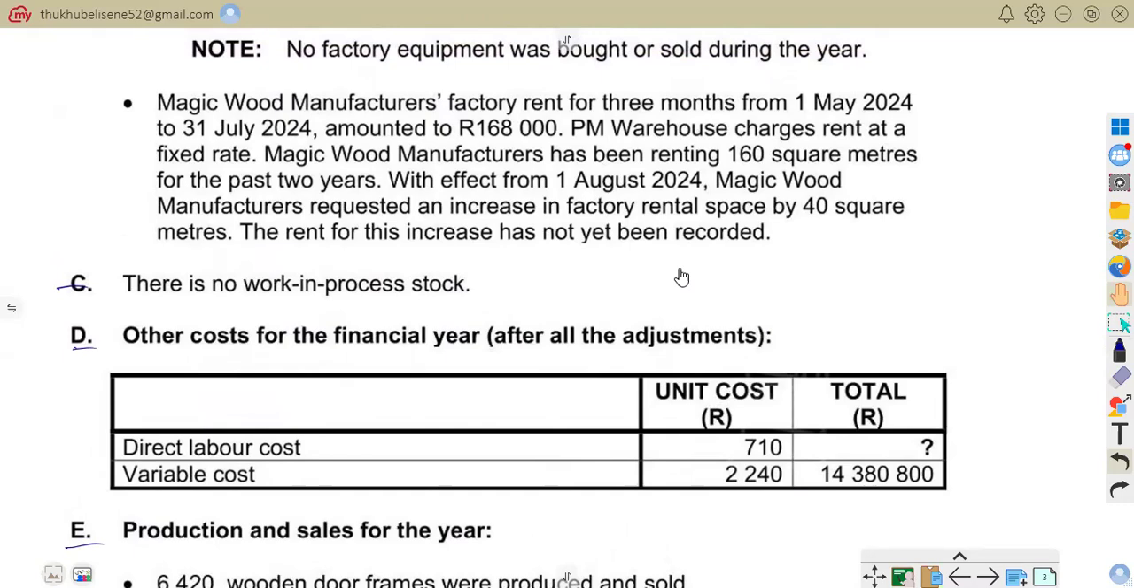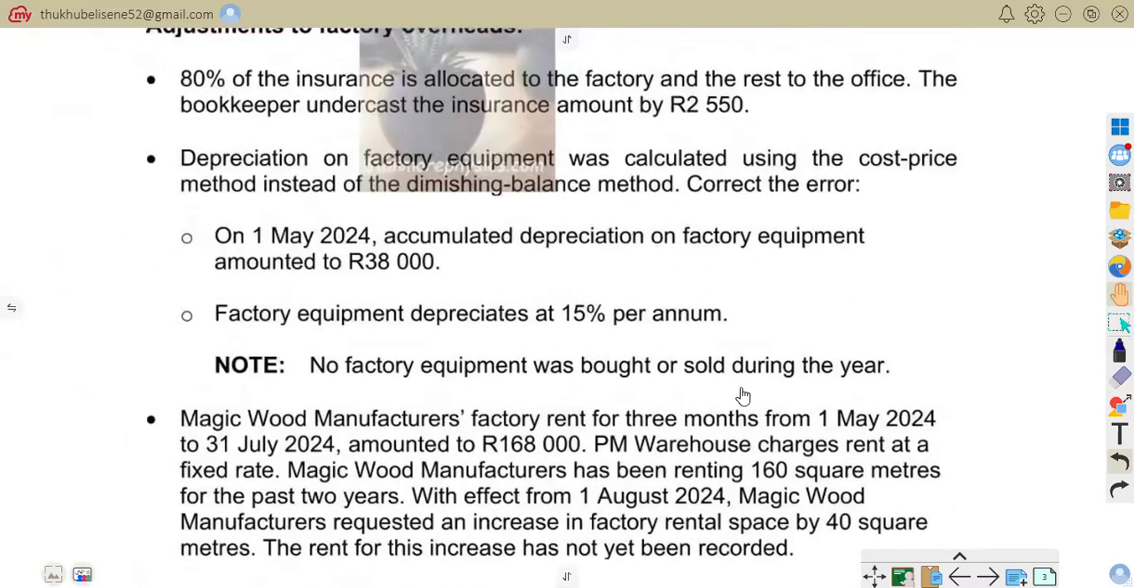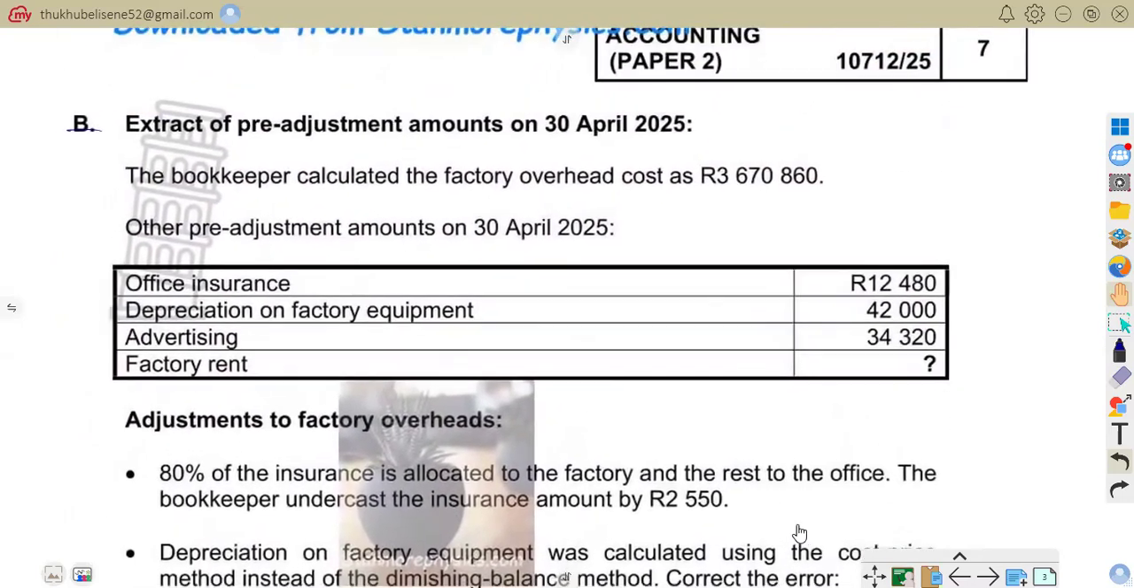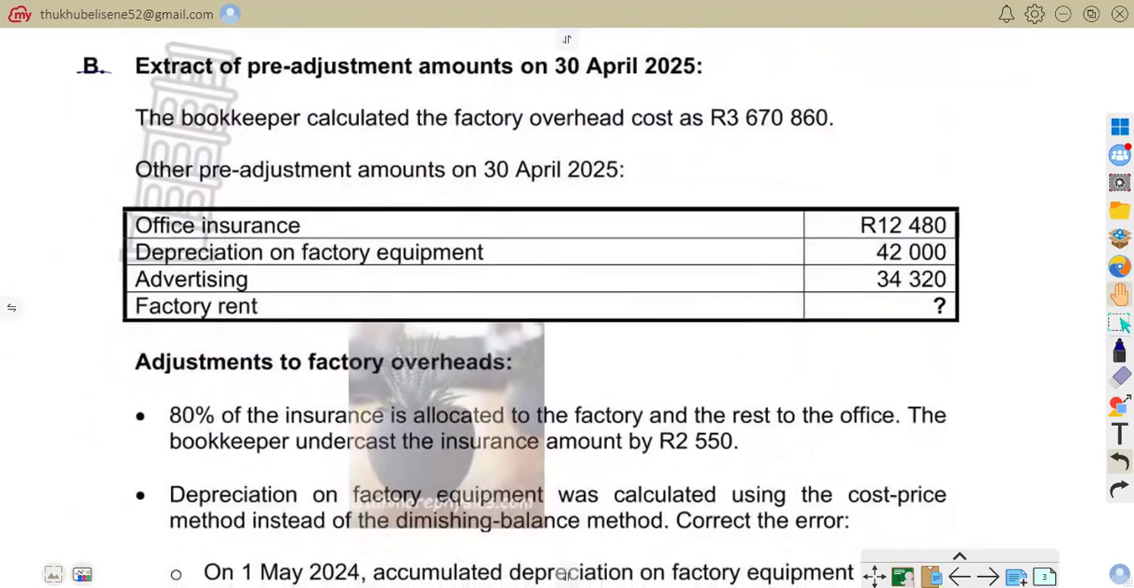3,670,860. This is what I'm talking about. So information B is the one that is going to help us, not information C. The bookkeeper calculated the factory overhead cost as 3,670,860. This is the amount that the bookkeeper calculated. This is an incorrect amount.